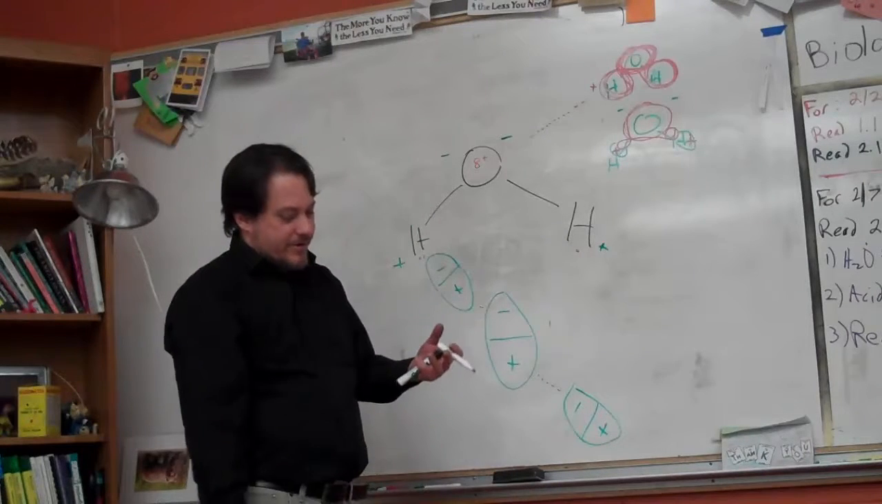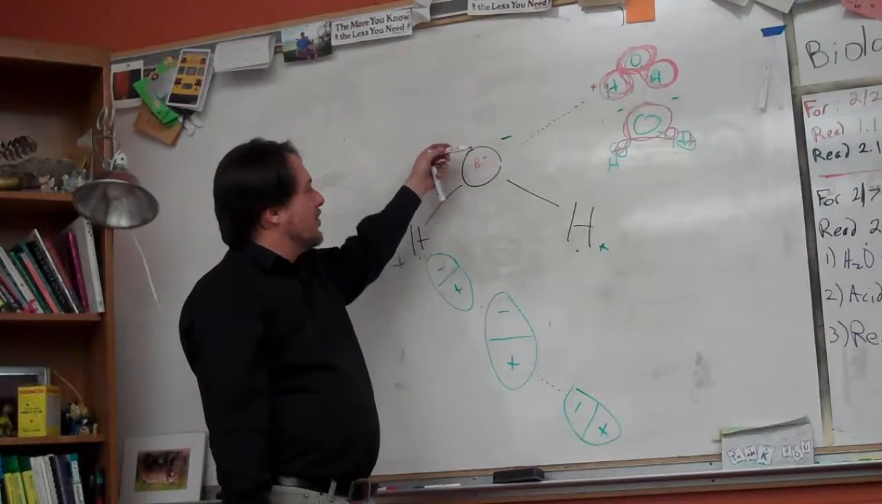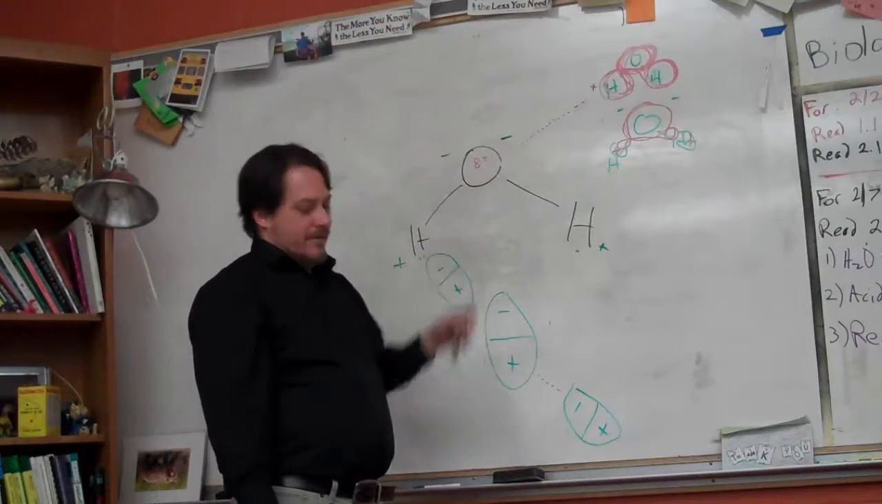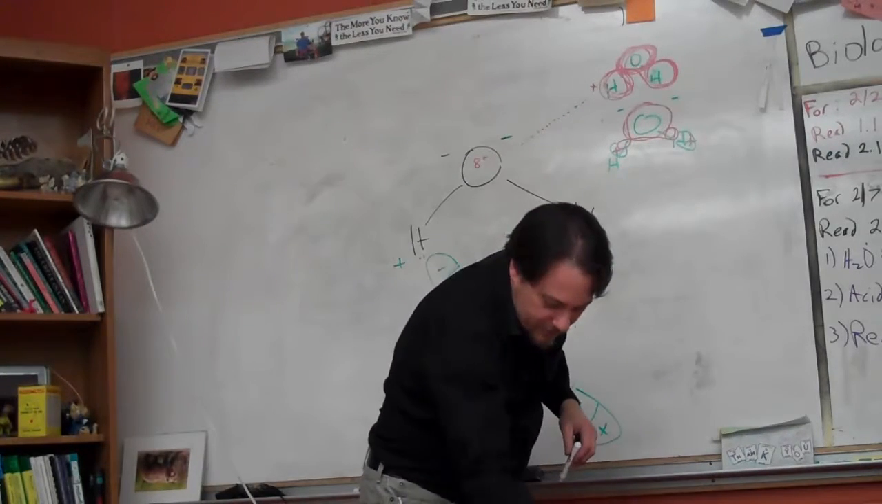But number 4, where a hydrogen bond can form among water molecules, is between the hydrogen of one water molecule and the oxygen of another. Okay.